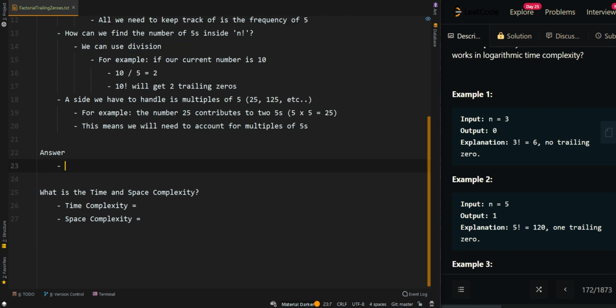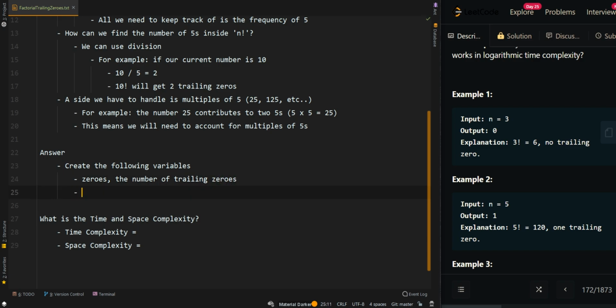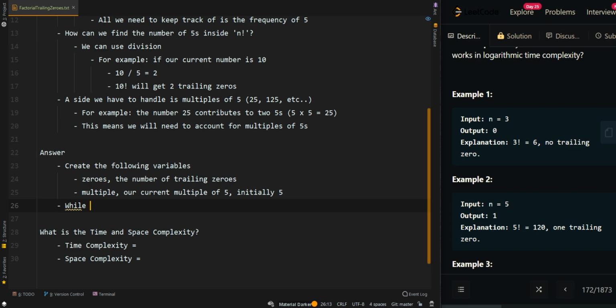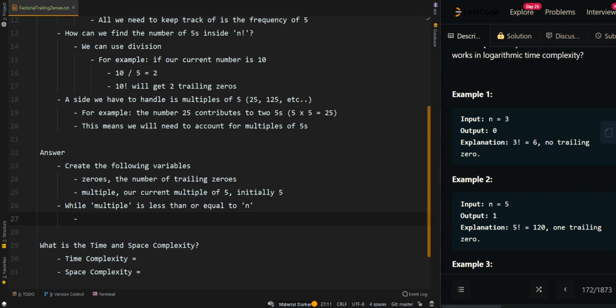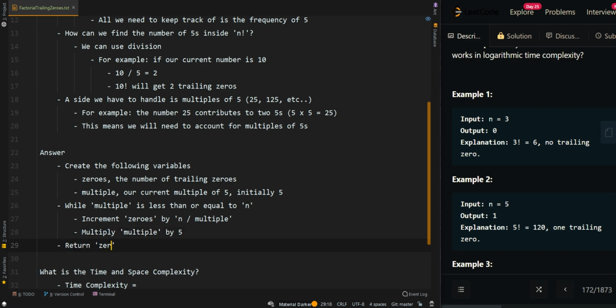So let's go over the pseudocode. We're going to create the following variables. The first one is zeros, the number of trailing zeros. And then we have multiple, our current multiple of 5, which is initially going to be 5. While multiple is less than or equal to n, this means we still have multiples of 5s to account for. We're going to increment zeros by n divided by the current multiple. Then we're going to multiply the multiple by 5. Then we can return zeros.